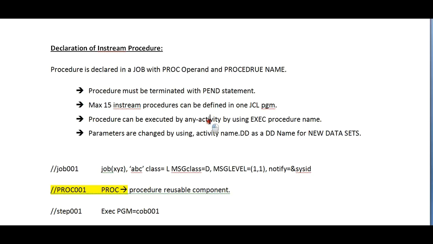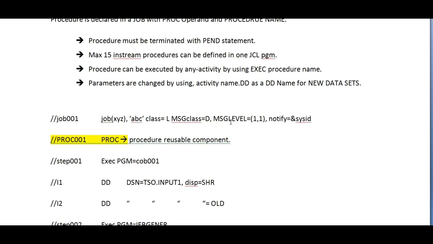A maximum of 15 instream procedures can be defined in one JCL program. A procedure can be executed by any activity by using EXEC and the procedure name. Parameters are changed by using the activity name dot DD name for new data sets. So after declaring the proc, you can also override the existing DD names by passing some parameters. We will see how we change those parameters and how we replace the data set names.